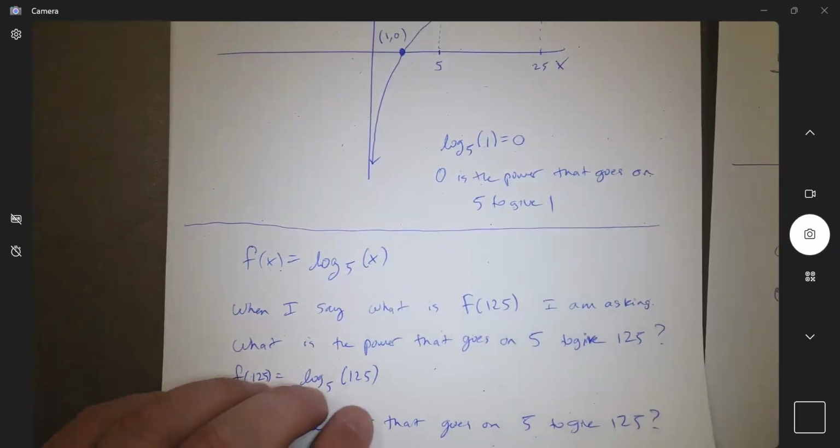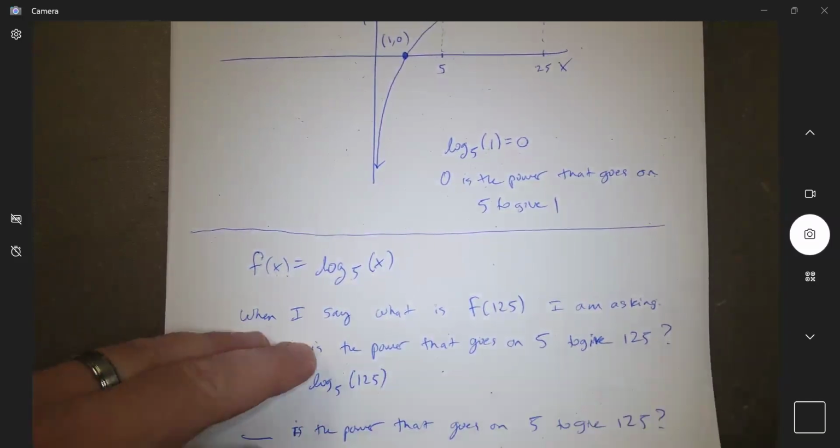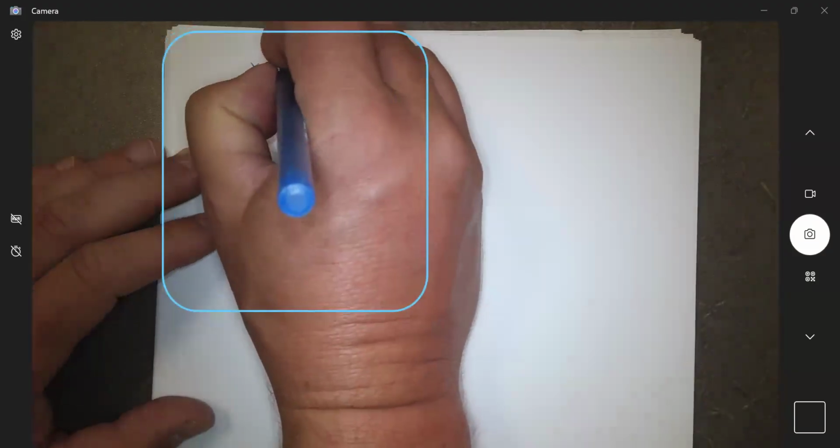Now, that doesn't mean that you always have to count whole number powers. Let's build out our table a little bit more.